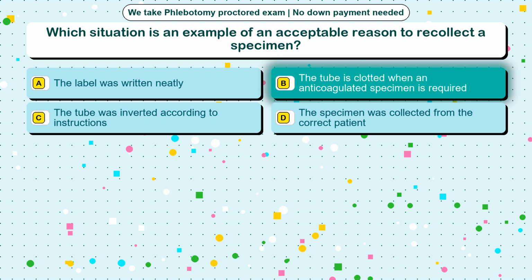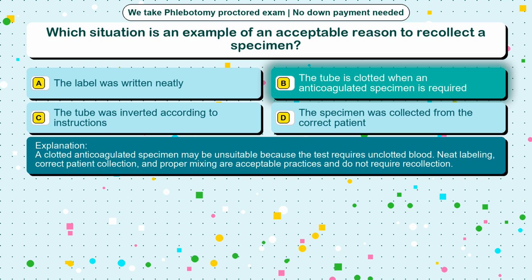The correct answer is option B, the tube is clotted when an anticoagulated specimen is required. A clotted anticoagulated specimen may be unsuitable because the test requires unclotted blood. Neat labeling, correct patient collection, and proper mixing are acceptable practices and do not require recollection.